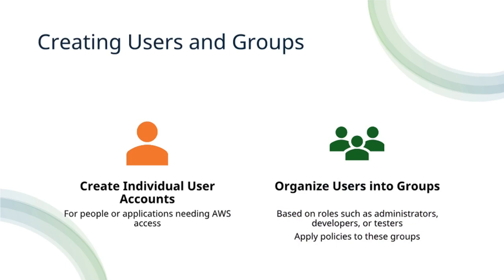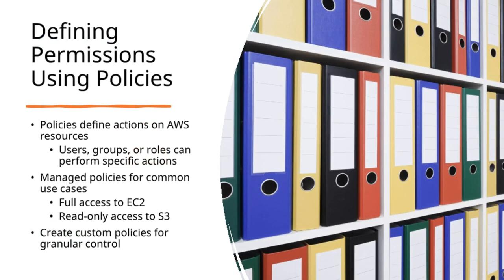In IAM, you can create individual user accounts for people or applications needing AWS access. Users can be organized into groups based on roles, such as administrators, developers, or testers, and policies can be applied to these groups. Policies in AWS define what actions users, groups, or roles can perform on specific resources. AWS provides managed policies for common use cases, like full access to EC2 or read-only access to S3. Custom policies can also be created for more granular control.